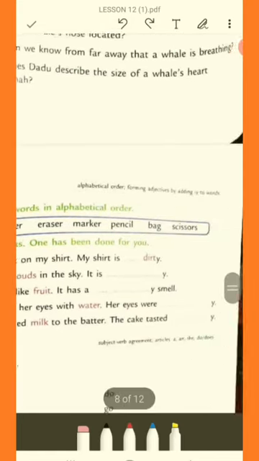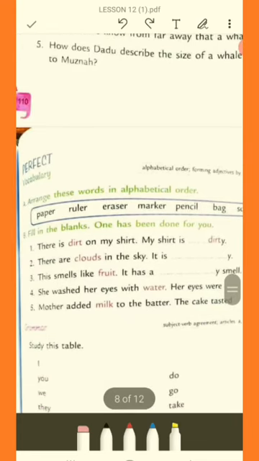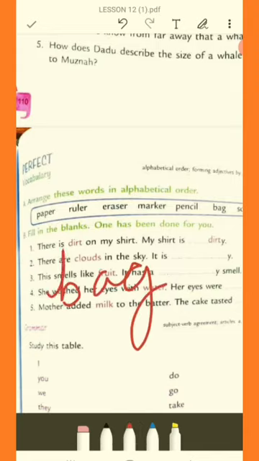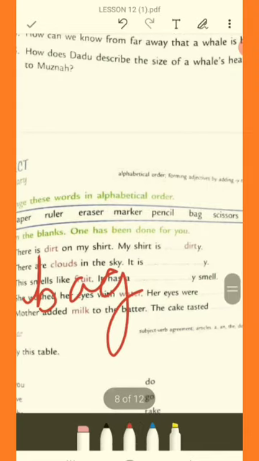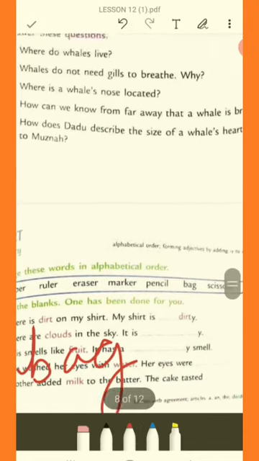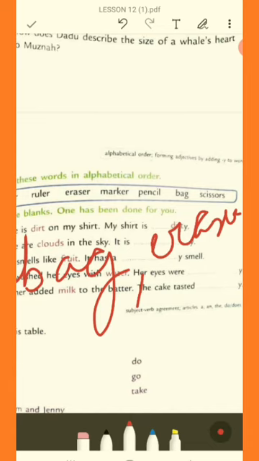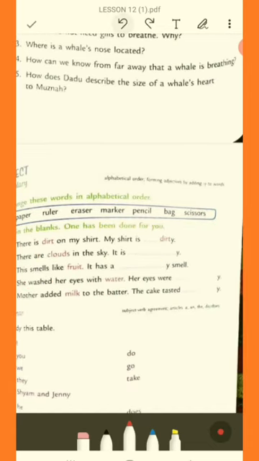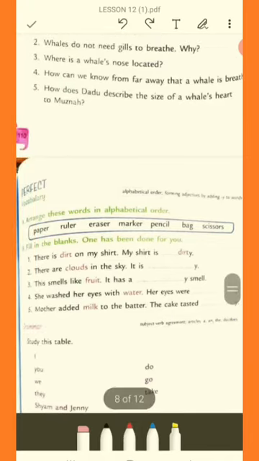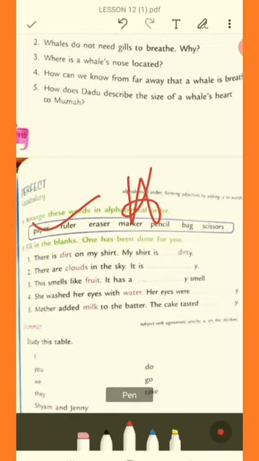So you are asked to arrange these words in alphabetical order. Let's see. So we have bag, right? So I'll write bag first. And then A, B, C, there is no C word, D, E, there is one E word, right? So I'll write eraser. And then in the same manner, find out words and then do them. Okay, so I'm not doing this in class. This is your homework. Maybe I'll ask you to do them again on Google Meet session and show it to me, right?